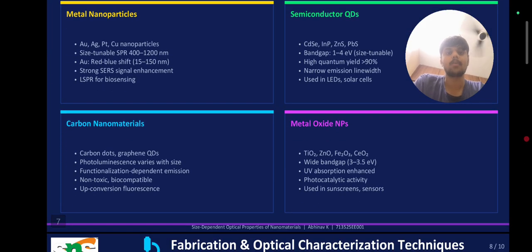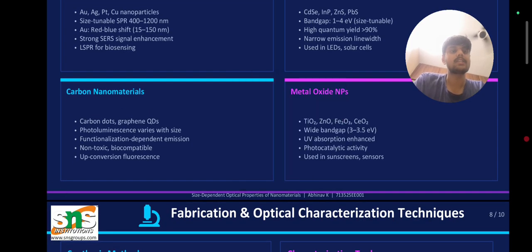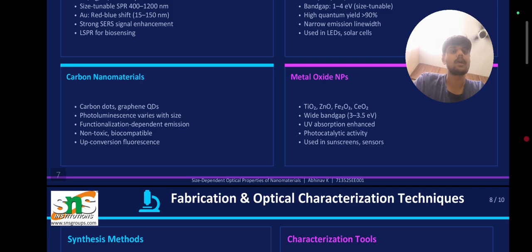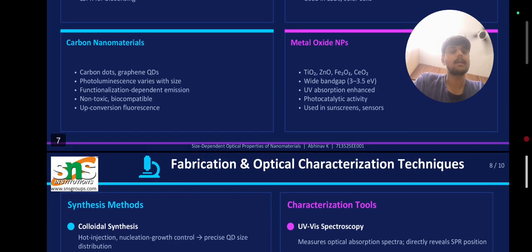Next, carbon nanomaterial. Carbon dots, graphene QD. Photoluminescence varies with size. Functionalization dependent emission. Non-toxic, biocompatible. And next, upconversion fluorescence. Next, metal oxides. Wide band gap, UV absorption, enhanced photocatalyst, used in sunscreen and sensors.